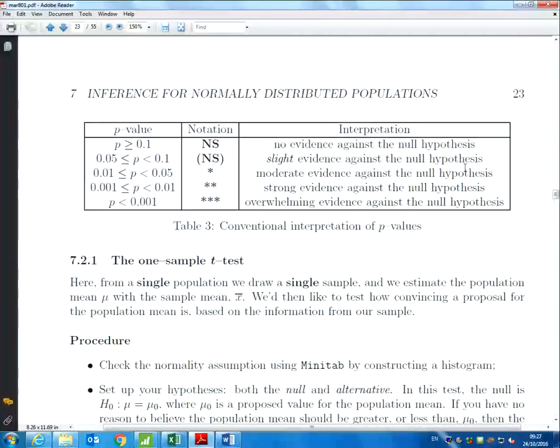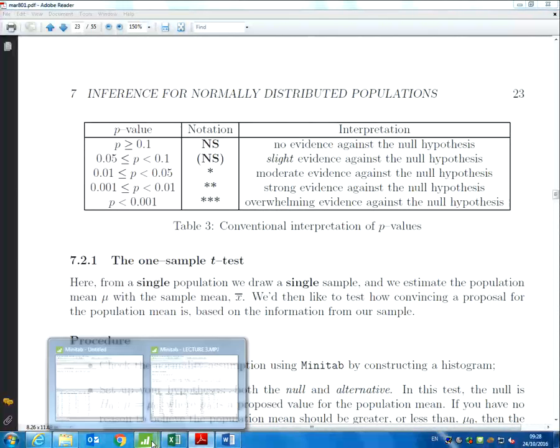If your p-value is that low, you would say that is overwhelming evidence against the null hypothesis. You all happy with that? Now, one sample T tests, they're quite difficult to understand, okay? They're quite abstract.